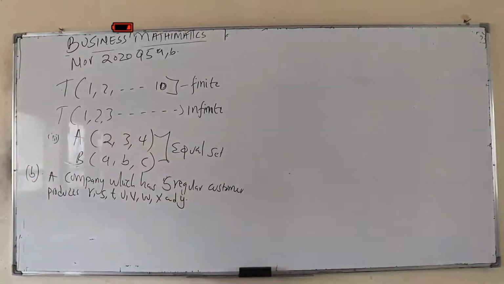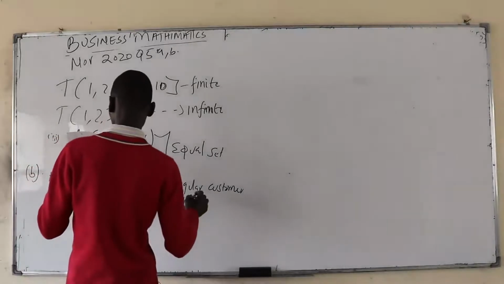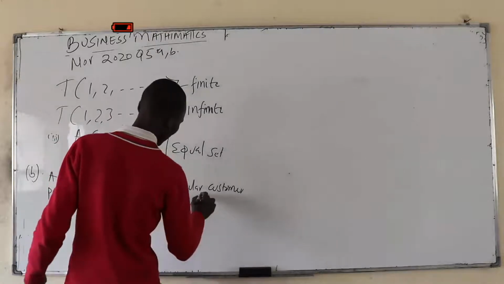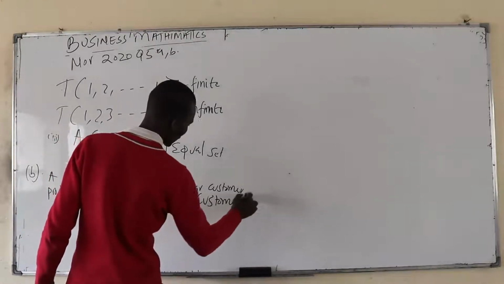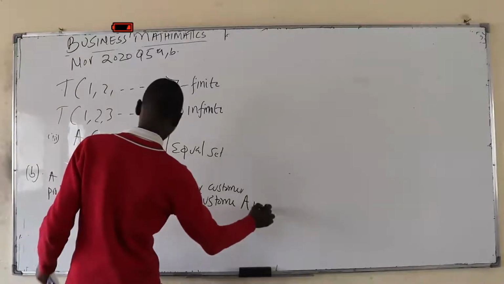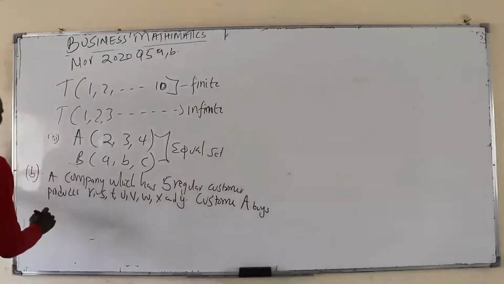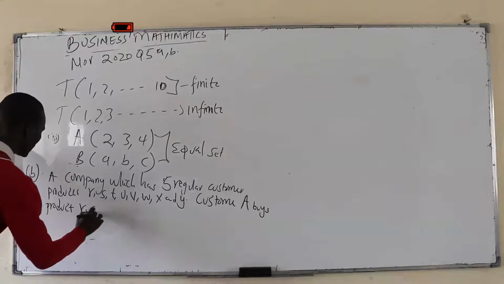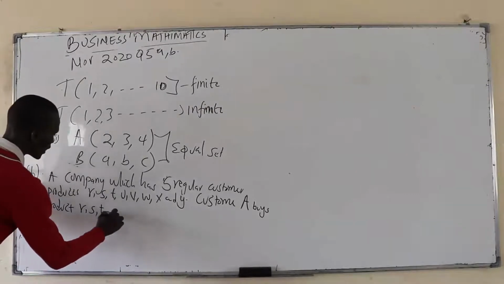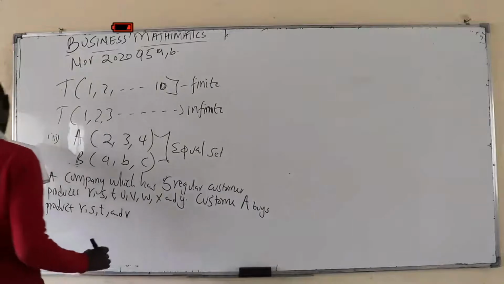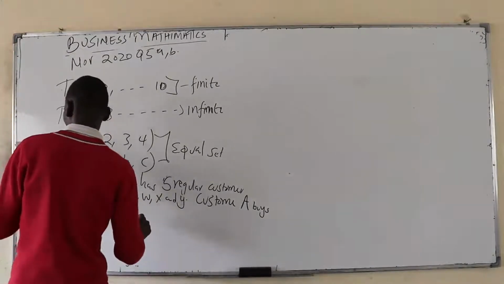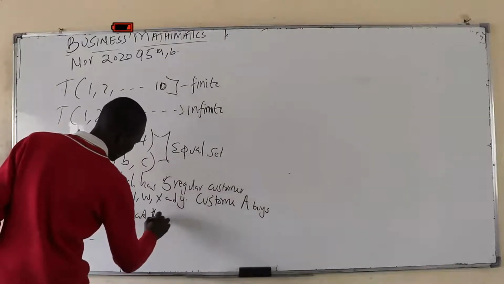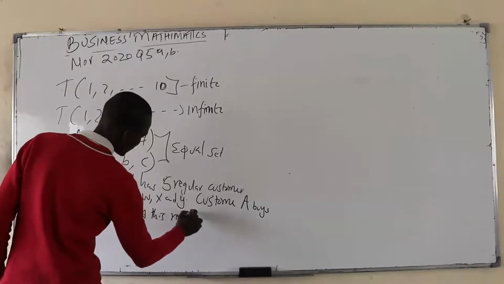Then, Roman 3, you are also to define equal set. Equal sets are two sets that have the same number of elements, okay? For example, you can have set A, it has 2, 3, 4. Then set B, it has A, B, C. They have the same number of elements. These are the ones we are referring to as equal sets.